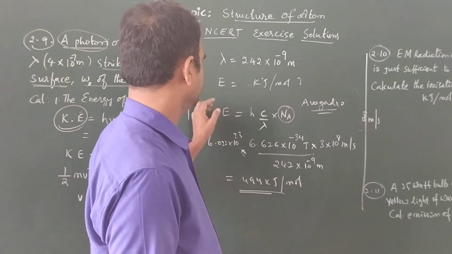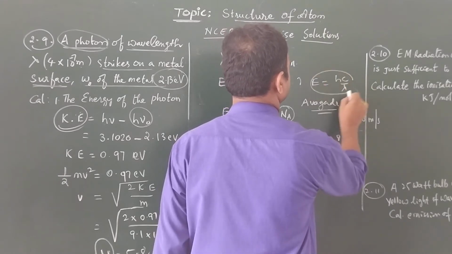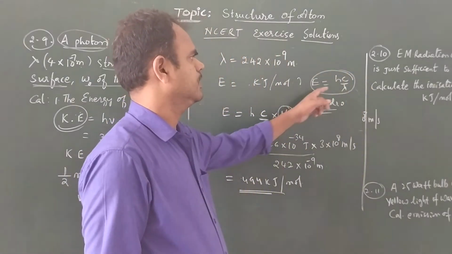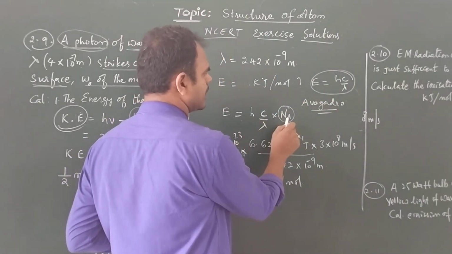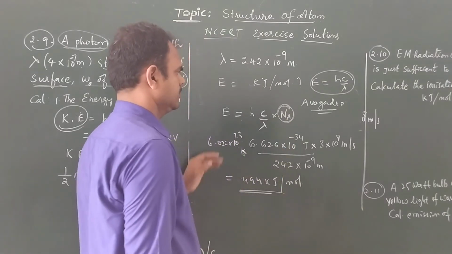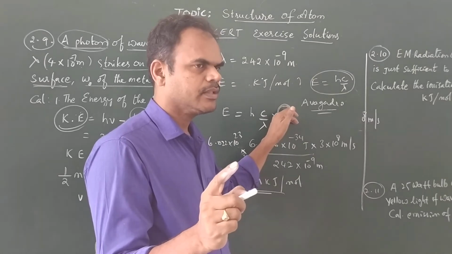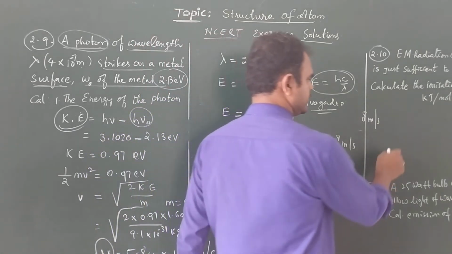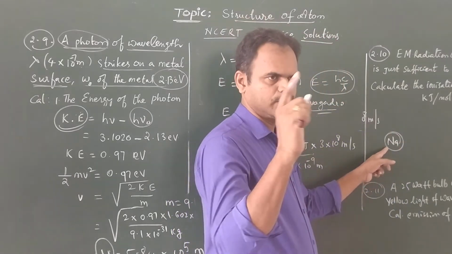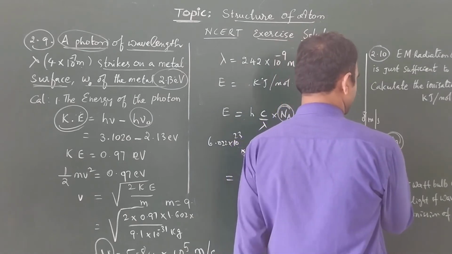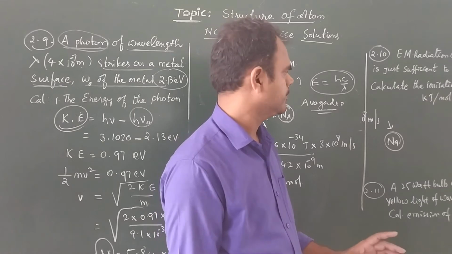What I am doing is this: if you take the energy as h c upon lambda, you get the energy of 1 photon per 1 sodium atom. If I multiply this by the Avogadro number, that many photons will be ionizing 1 mole of sodium atoms. Because if you take one sodium atom, 1 photon is needed to cause ionization, and if you take the Avogadro number of atoms, then the Avogadro number of photons are needed. That is the principle here.